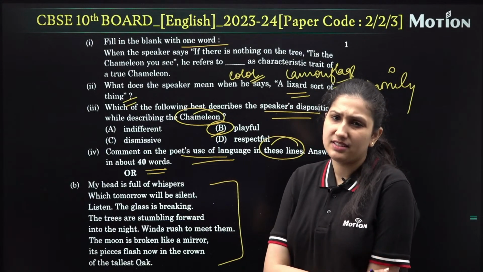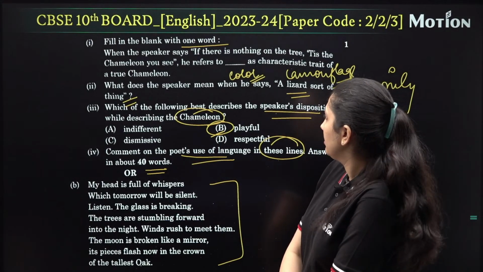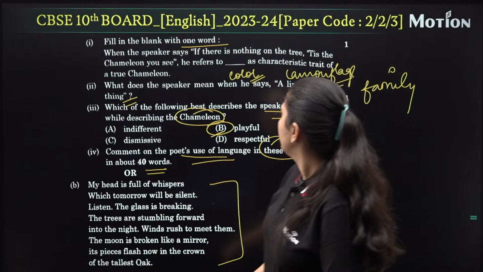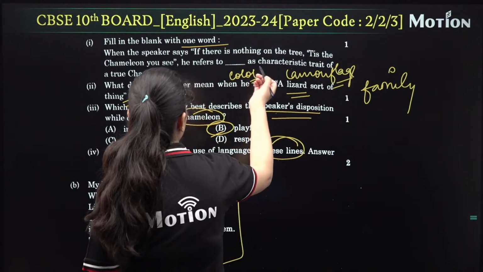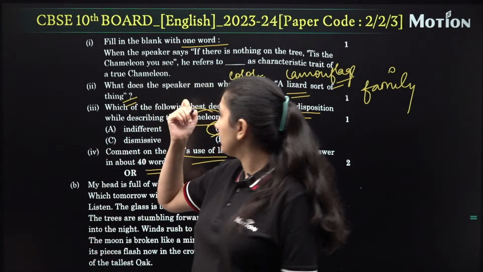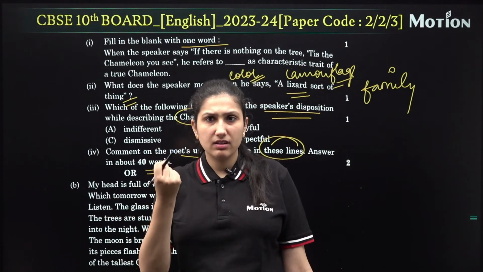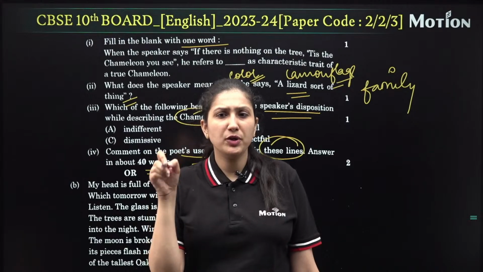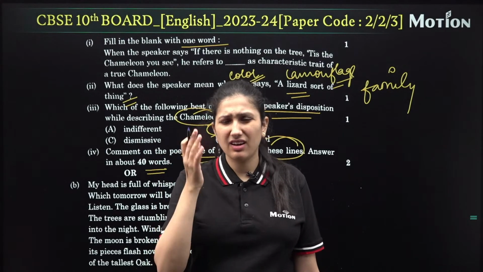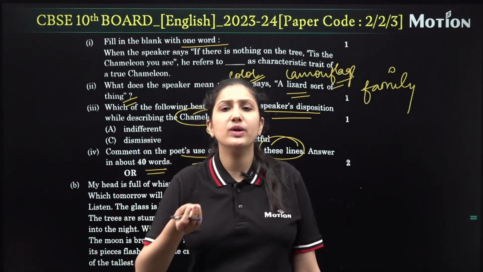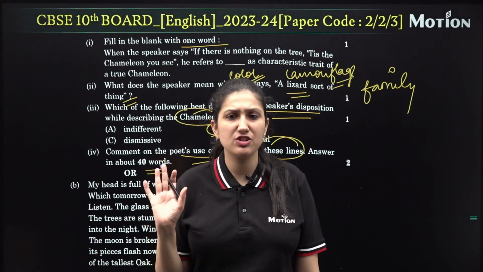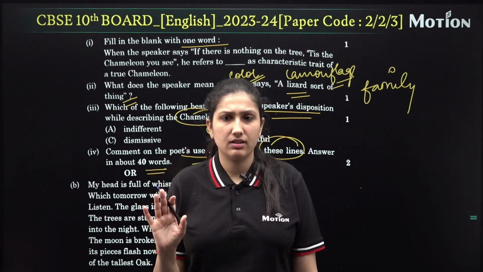What if we write "disappear" in the above question? Achha, he refers to disappear as a characteristic trait of a true chameleon. If the examiner is going to consider it an appropriate word, maybe you get half marks for this, if the question is of 1 mark, you can get.